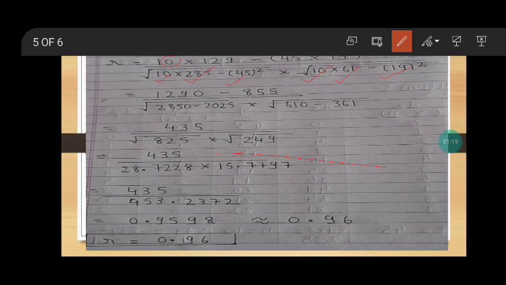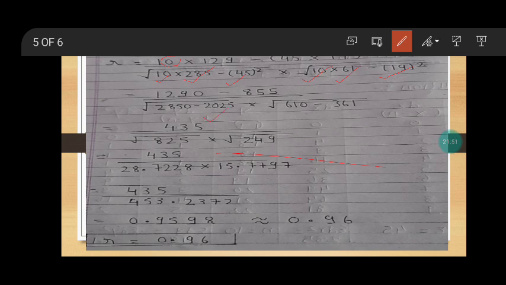Okay, now we are going to make calculations. So 10 into 129 would be equals to 1290 minus 45 into 19 would be 855. So here we have written 855, then upon under root n into 285 means 10 into 285, so it comes to 2850, then minus 45 whole square. So when we are going to do 45 into 45, we are going to get 2025.